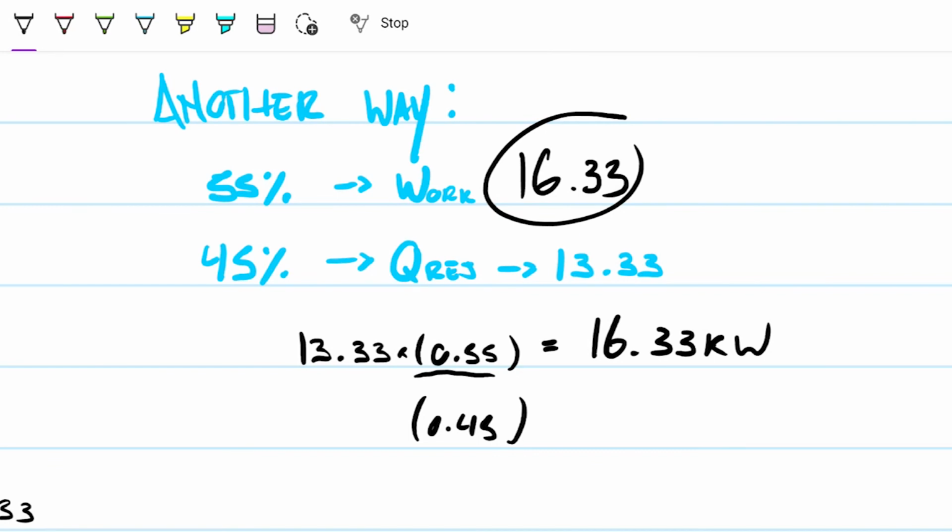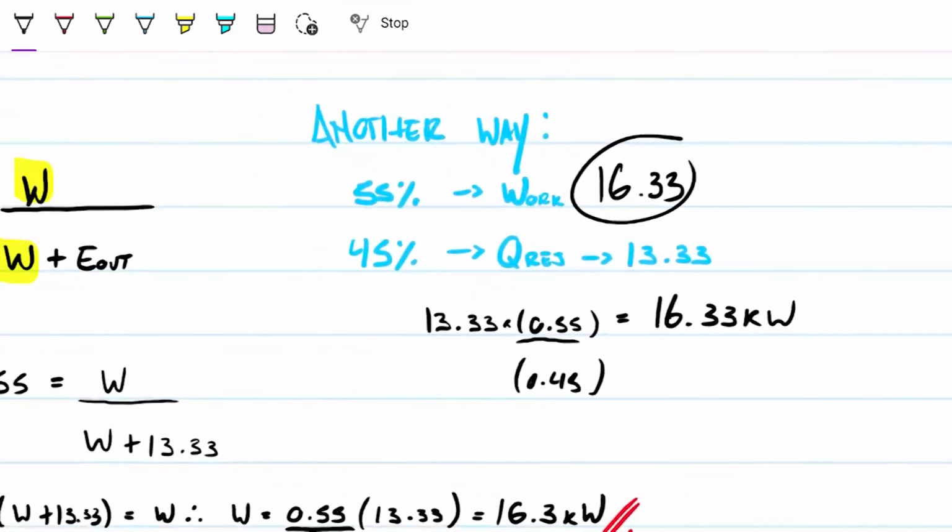This is probably going to be preferred by some of you. Hope it helps. You can choose whatever. Both are mathematically the same thing. Just the way you think about it is a bit different.